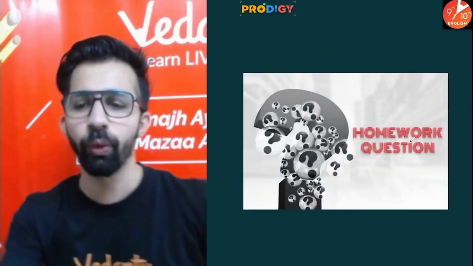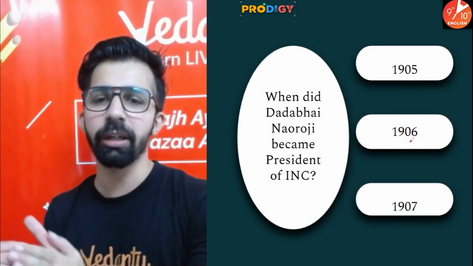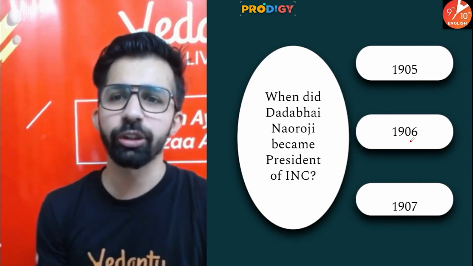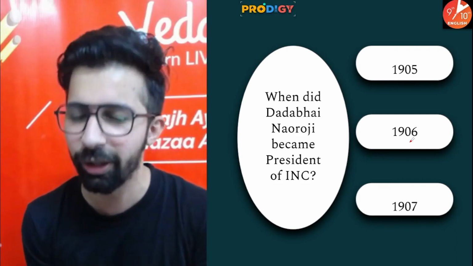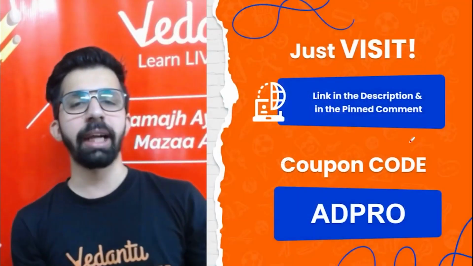Now it is time for the homework question, and the homework question for the day is: when did Dadabhai Naoroji become the president of the Indian National Congress? Option A 1905, option B 1906, or option C 1907? A very simple question I gave you as homework.